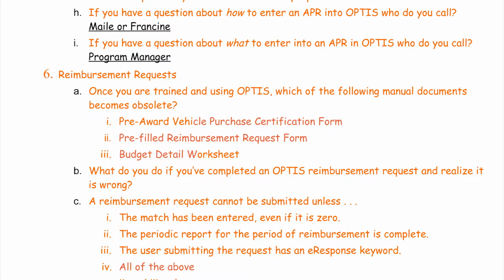All right, reimbursement requests. A, once you're trained and using OPTIS, which of the following manual documents becomes obsolete? Anybody else have a different answer? It's actually 2. 2 is the pre-filled reimbursement request form. Those are obsolete once you're trained in using the system. The budget detail worksheet is not obsolete. I thought you said there was a manual budget worksheet that was obsolete, but maybe I'm wrong. The in-kind documentation.